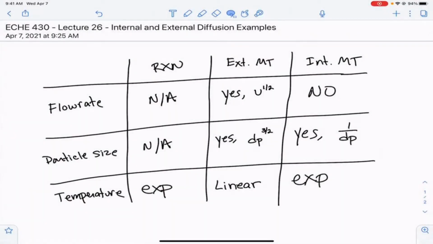In the last lecture, we talked about how three variables manifest themselves in experimental data. And the idea there was that you would be able to look at experimental data and from that data determine whether you were reaction limited, external mass transport limited, or internal mass transport limited. So the first thing we're going to do today is put that thought process to the test, okay?